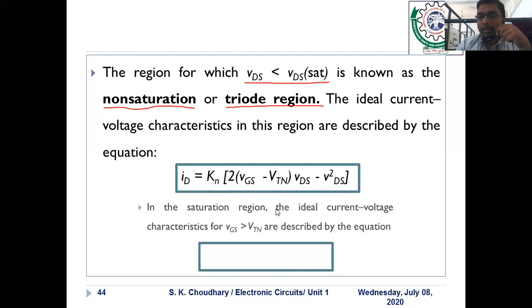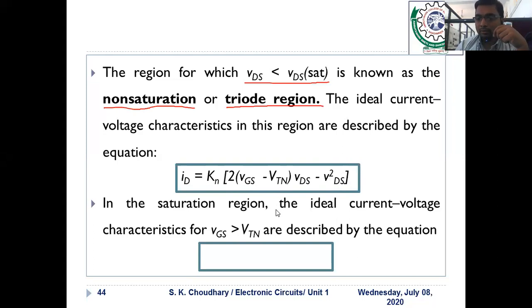Now what is the current value in the saturation region? We have to see that value also. ID is equal to Kn (VGS minus VTN) whole square. Here also you can see it follows a square law. Okay, so these are the two important current equations that would be required wherever we learn the application of the MOSFET, or when there is a numerical based on this topic. You have to remember these two formulas.